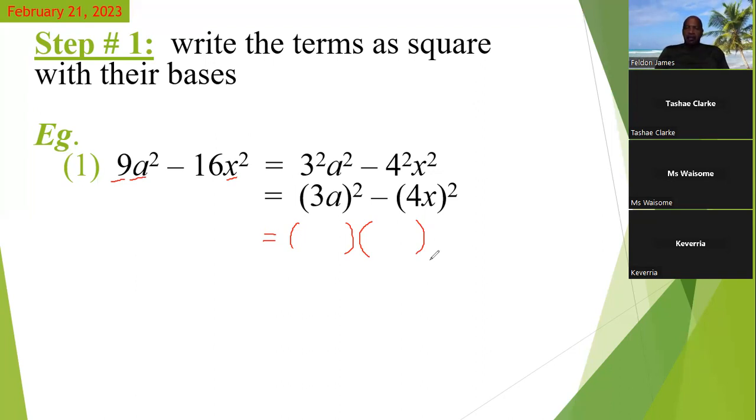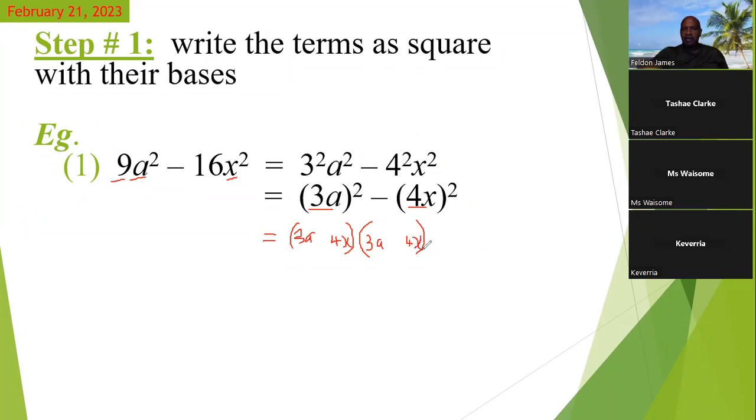Then now, Miss Wilson, what do we do? Sir, write the base in the bracket. The bases, and put both of them in each bracket. So we put 3a in this bracket, and then we put 4x as the second term in the bracket. We're going to put 3a in the second bracket again, and then we put 4x as the last term in that bracket too.